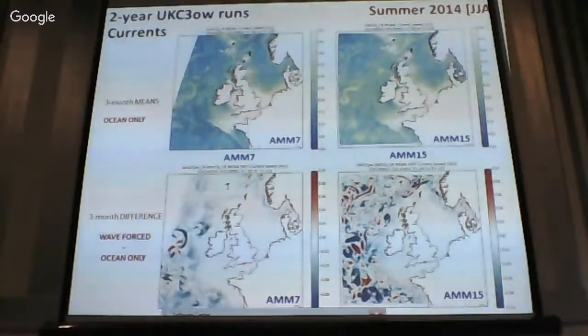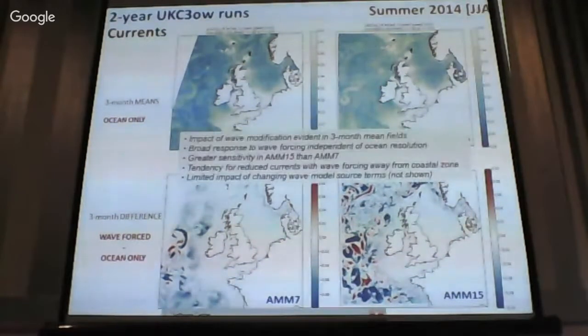In terms of the impact of the wave forcing, you can see firstly a pretty consistent pattern between 7-kilometre and 1.5, and a general tendency for this summertime 3-month snapshot to be decreasing the surface currents. This is mostly driven by the effect of the waves in reducing the wind stress that's going into the ocean.